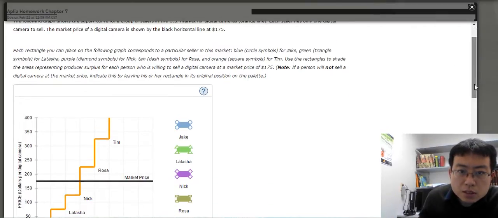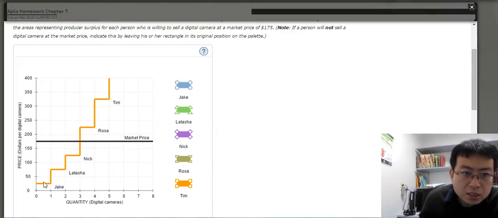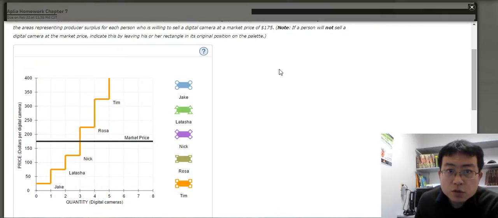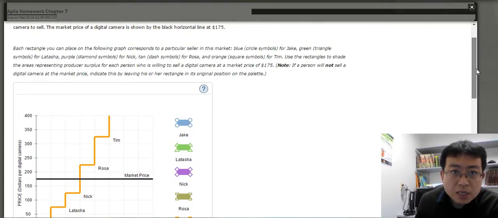So for our sellers over here, we have Jack, Latasha, Nick, Rosa, and Tim. Now each producer has their own minimum willingness to sell the product. That means if the price is above the minimum price, then we want to sell. But if the price is below the minimum price, we don't want to sell. So for this marketplace, this is the market for digital cameras, and the price is at $175.